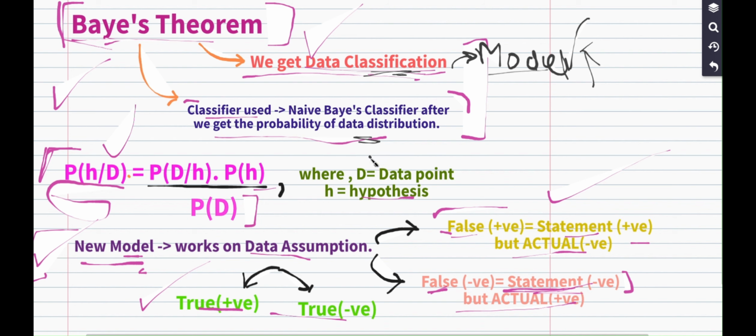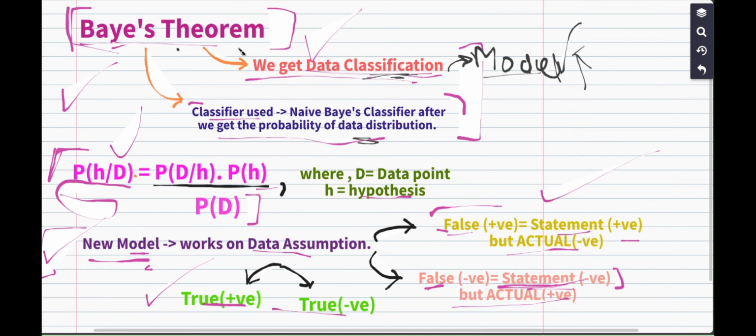Basically we get data classification from here. In the last lectures we learned that we use some models in data science, that are the classification, regression and clustering models. In clustering we make clusters of the common data. In regression we make an equation from the prediction and assumptions, y equal to mx plus c, and in classification we just classify our data, right? That data classification is done with the help of Bayes theorem.